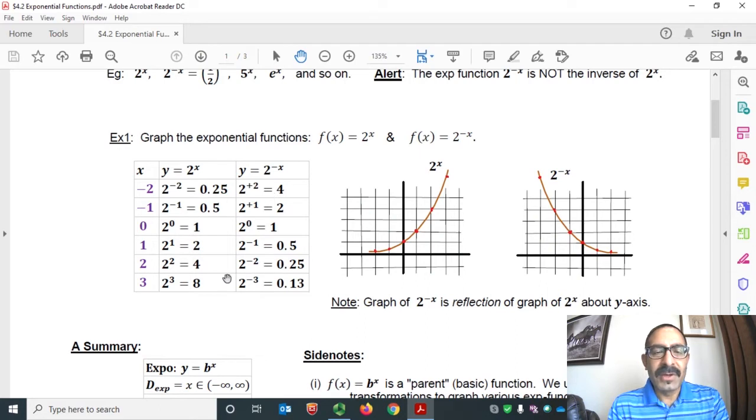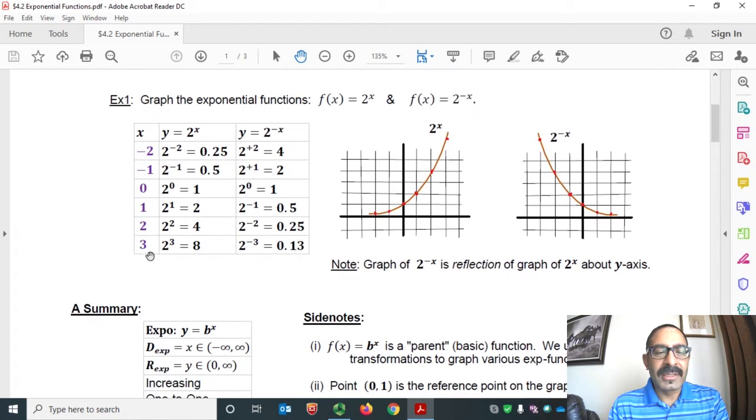Awesome. Now similarly, let's compute when x is negative 1, then 2 to the x turns out to be 0.5 and 2 to the power negative x turns out to be 2. When x is 0, then 2 to the power 0 turns out to be 1 and 2 to the power negative 0 turns out to be 1. Awesome. So now similarly, when x is 3, 2 to the power 3 is 8 and 2 to the power negative 3 is 1 over 8, that means approximately 0.13. Great.